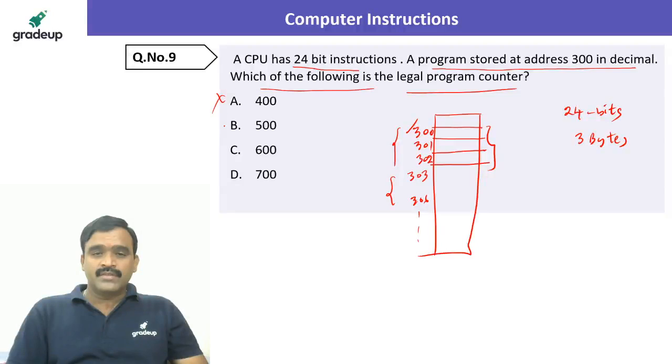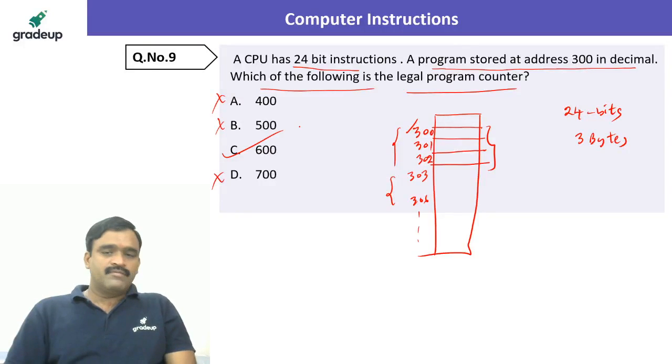400 is not a multiple of 3. 500 is not a multiple of 3. 7 also is not a multiple of 3. 700. So option C is the right option. That is a multiple of 3.